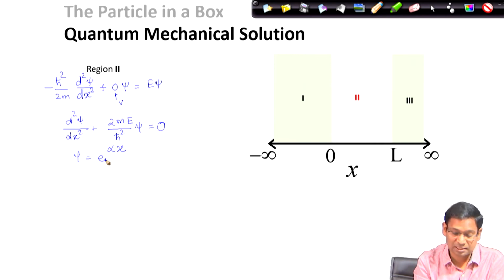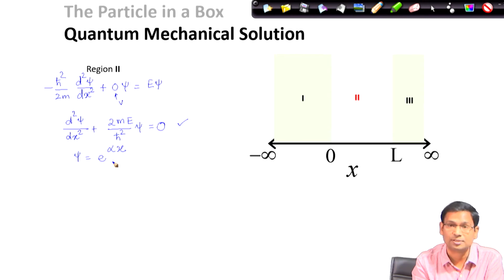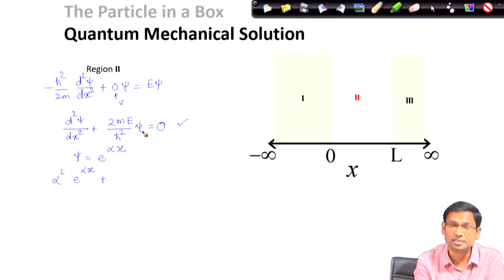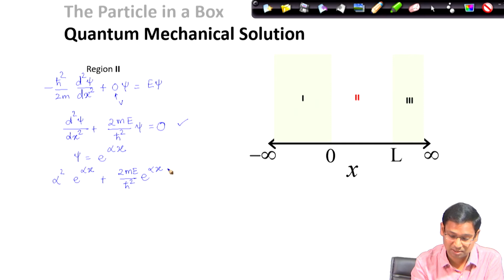When I apply this e to the power alpha x in this equation, you see the first term requires me to differentiate this wave function psi twice with respect to x. I know when I differentiate e to the power alpha x with respect to x, I get alpha into e to the power alpha x. So, if I do this differentiation twice, I would get alpha square e to the power alpha x plus, the second term is simply a multiplication of the wave function. So, I have 2 m E over h bar square times e to the power alpha x, which is 0.